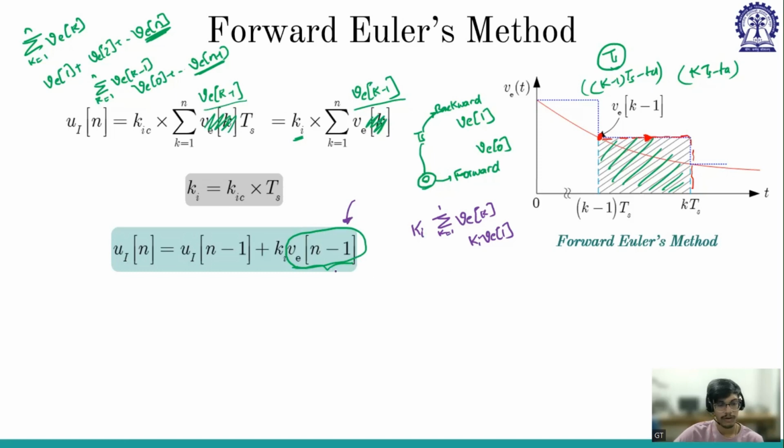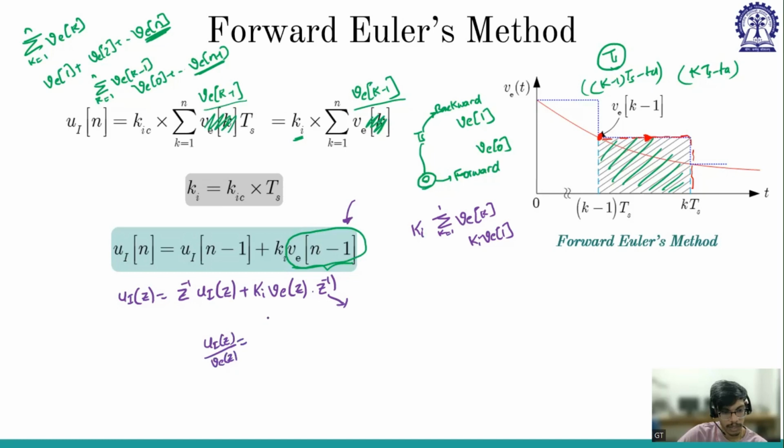So here we'll have n minus 1. If I apply the Z transform again, Ui of Z is equal to Z inverse into Ui of Z plus Ki into V of Z into Z inverse. So if I get the final equation, let me write the expression that I have come to here. It will be Ki into Z inverse by 1 minus Z inverse.